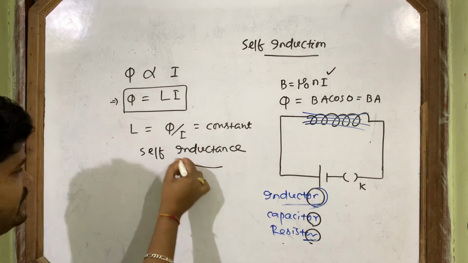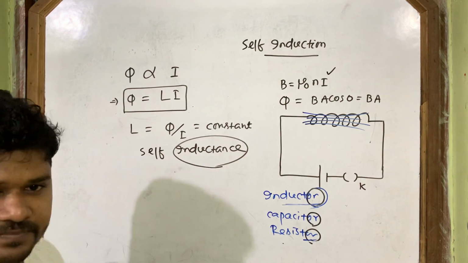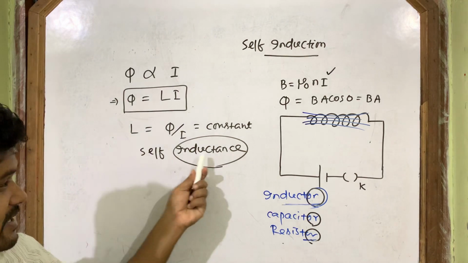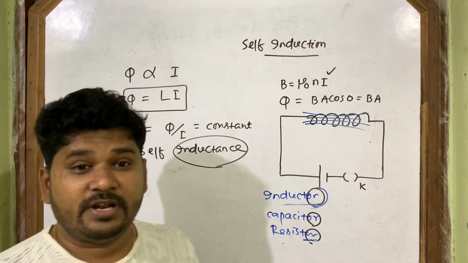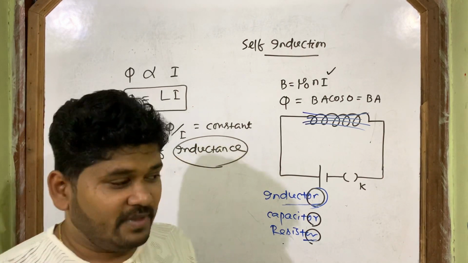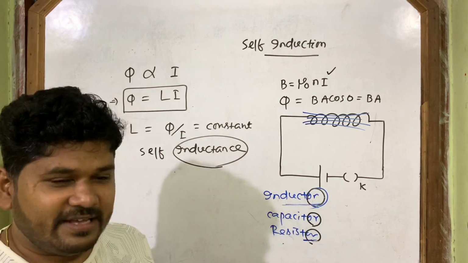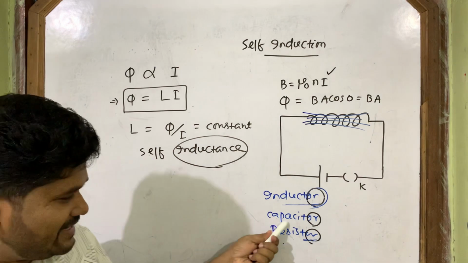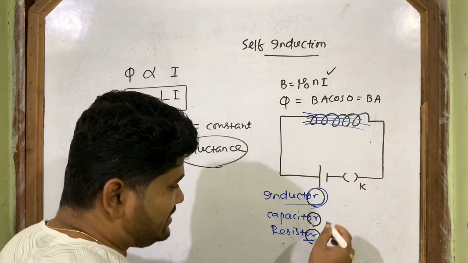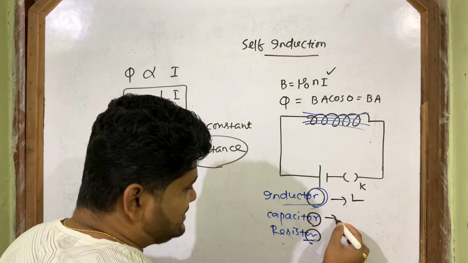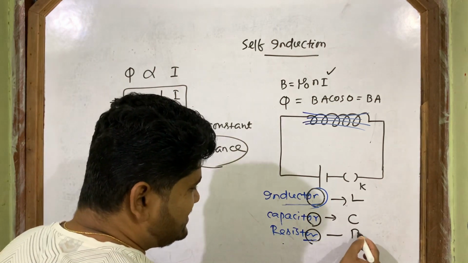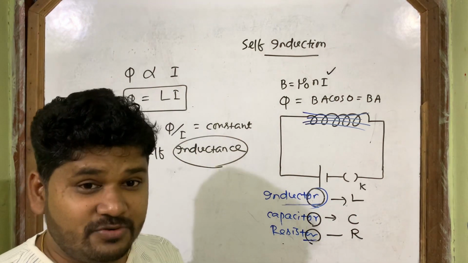Self-inductance, or simply inductance, is denoted by capital L, the constant for a particular coil. In an inductor, the constant is inductance. In a capacitor, what was the constant? Capacitance. What is the constant in a resistor? Resistance. I have told you.